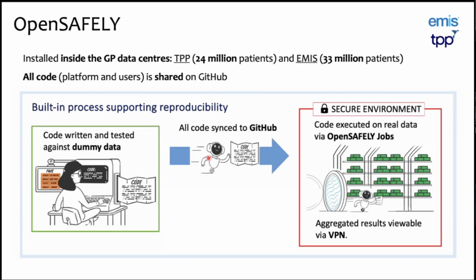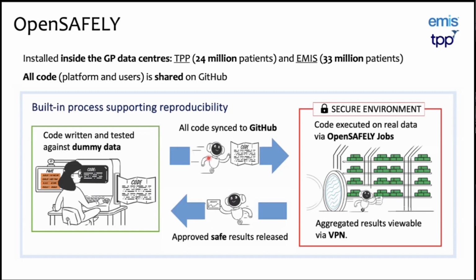results, and then you can log in basically to the TPP or EMIS server through a VPN and see the aggregate results. It gets output checked by output checkers so that you don't release any disclosive information. And then once that's done, you can basically access the results and use them for your publication.